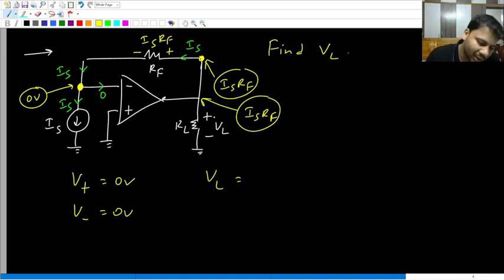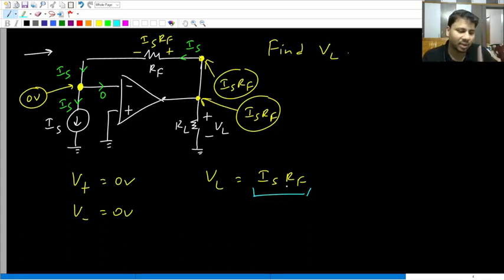Okay. Now what is the expression for the load voltage? This load voltage, is it not the potential difference between this point and ground? Already there is IS RF. So here the load voltage VL is equal to IS RF. Now if you look at the expression for the load voltage, it contains IS. It also contains RF, but there is no RL. There is no RL, that is the load resistance, in the expression for the load voltage.